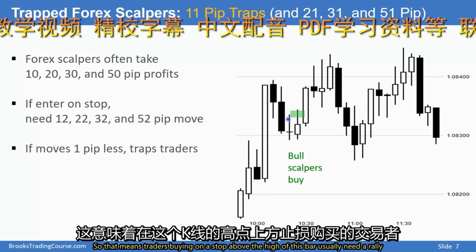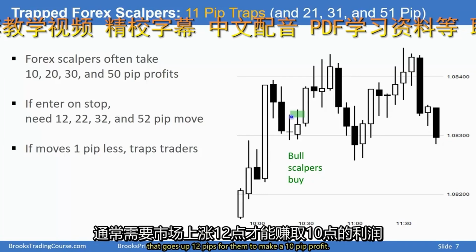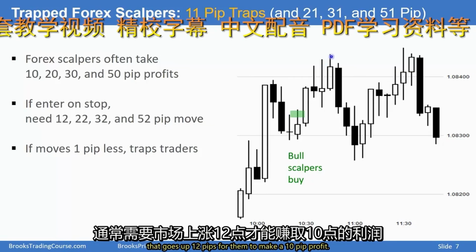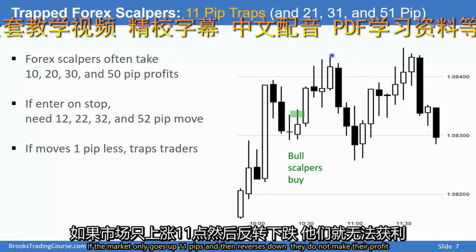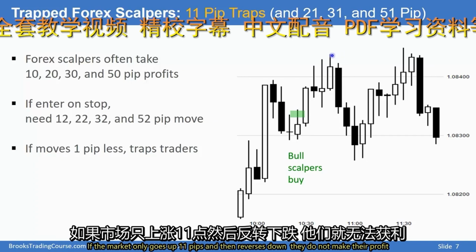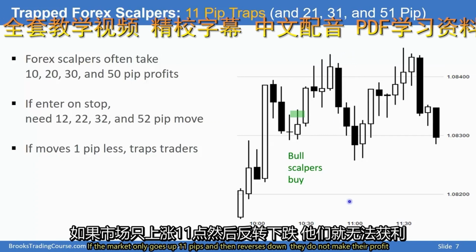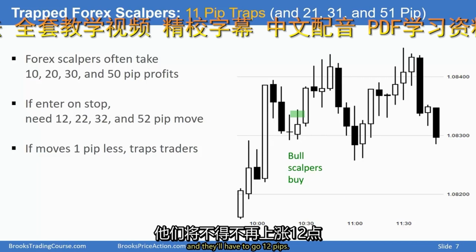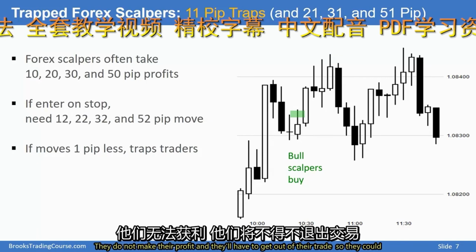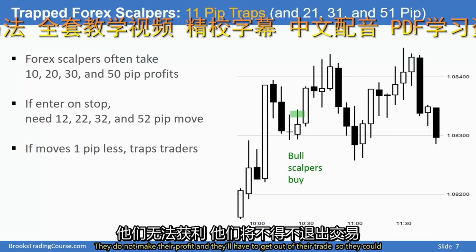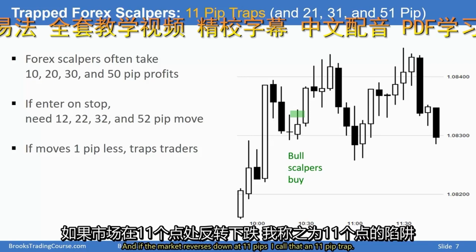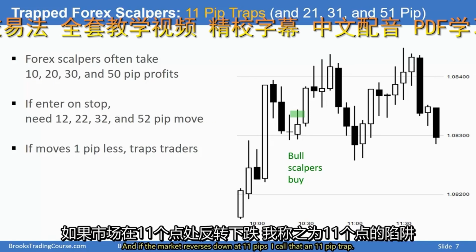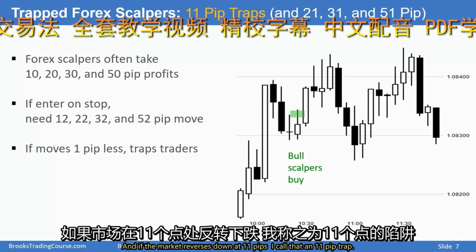So that means traders buying on a stop above the high of this bar usually need a rally that goes up 12 pips for them to make a 10 pip profit. If the market only goes up 11 pips and then reverses down, they do not make their profit and they'll have to get out of their trade. So they could be trapped into a trade. And if the market reverses down at 11 pips, I call that an 11 pip trap.